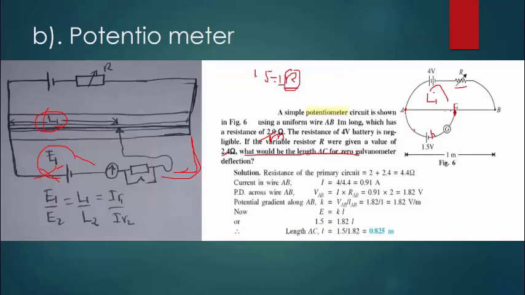which is expressed in terms of resistivity, kwamba this ni sawa na resistivity times length over area. Okay, so you know that 1.5 is equal to I times resistivity times length over area. So our interest and our question is asking us what will be the length AC for zero galvanometer deflection. At that point of deflection ndo nimesema condition ina apply kwamba voltage across the battery 1.5 na sana voltage across the length AC.